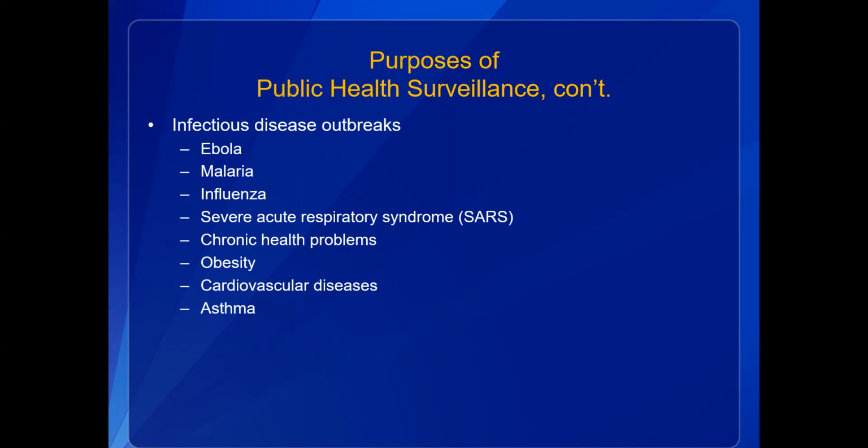Some of the infectious diseases which can be picked up by a surveillance system include Ebola, malaria, influenza, and chronic health problems: obesity, cardiovascular disease, and asthma. There's this notion where people think surveillance systems are only for infectious disease. No, they are not only for infectious disease. They can actually be used to assess non-communicable disease like obesity, cardiovascular disease, and asthma.